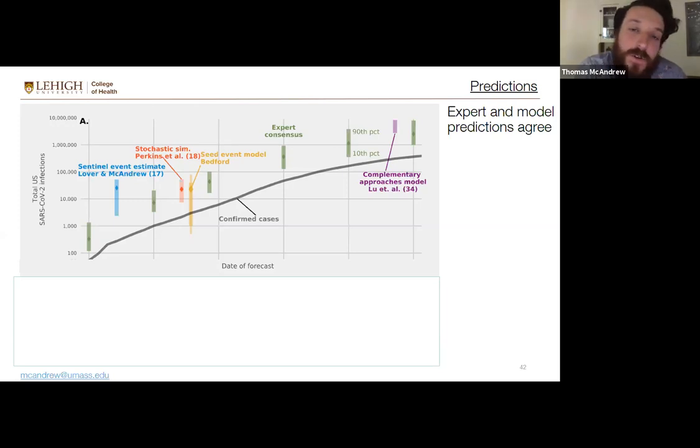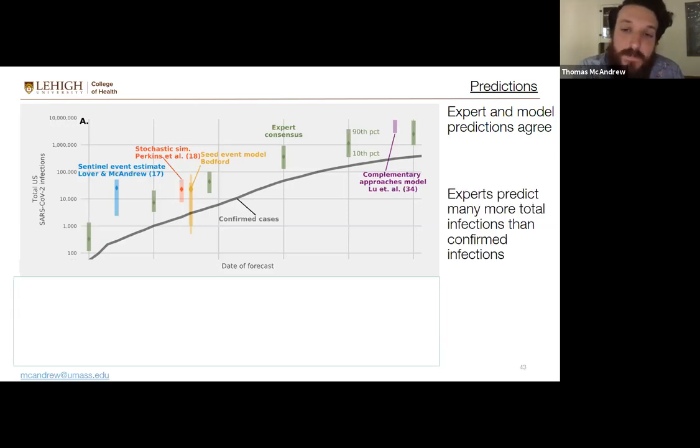And on the vertical is the total US SARS-CoV-2 infections predicted by all of these models and the experts. Overwhelmingly, something you see right away is that the expert predictions in green tend to agree with computational estimates. Next slide, please. That said, if you look at this dark gray mark, experts overall predict many more total infections than are confirmed.